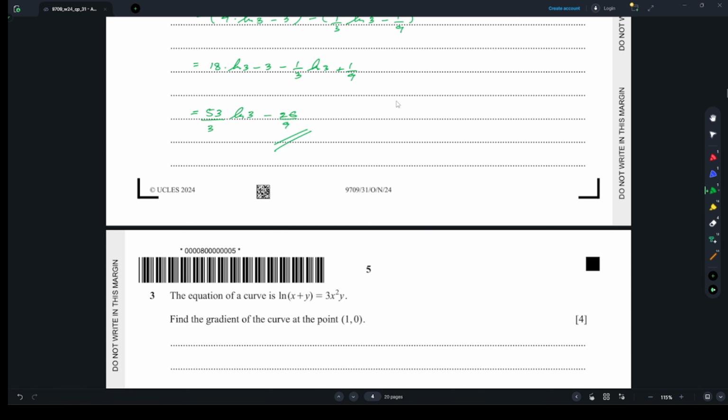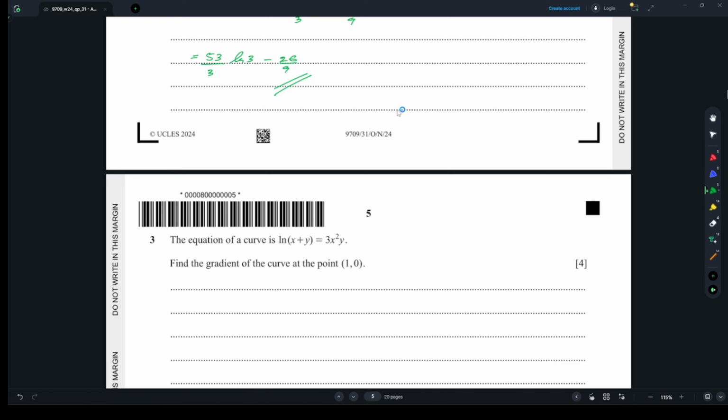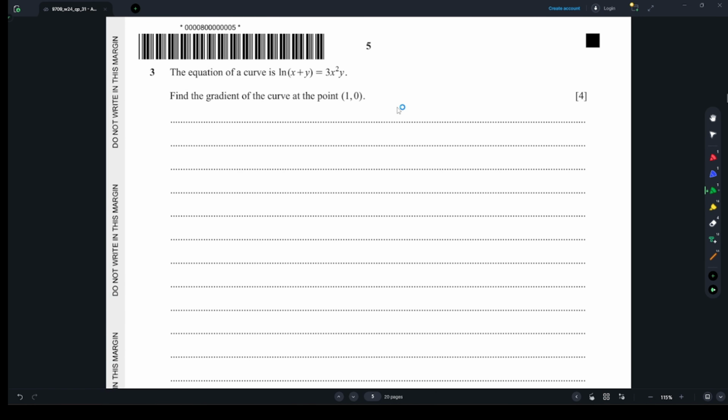Okay, so this is your answer. Right. So now let's move to the third question here. The equation of a curve is ln(x + y) = 3x²y. Find the gradient of the curve at the point (1, 0). So what is the gradient?